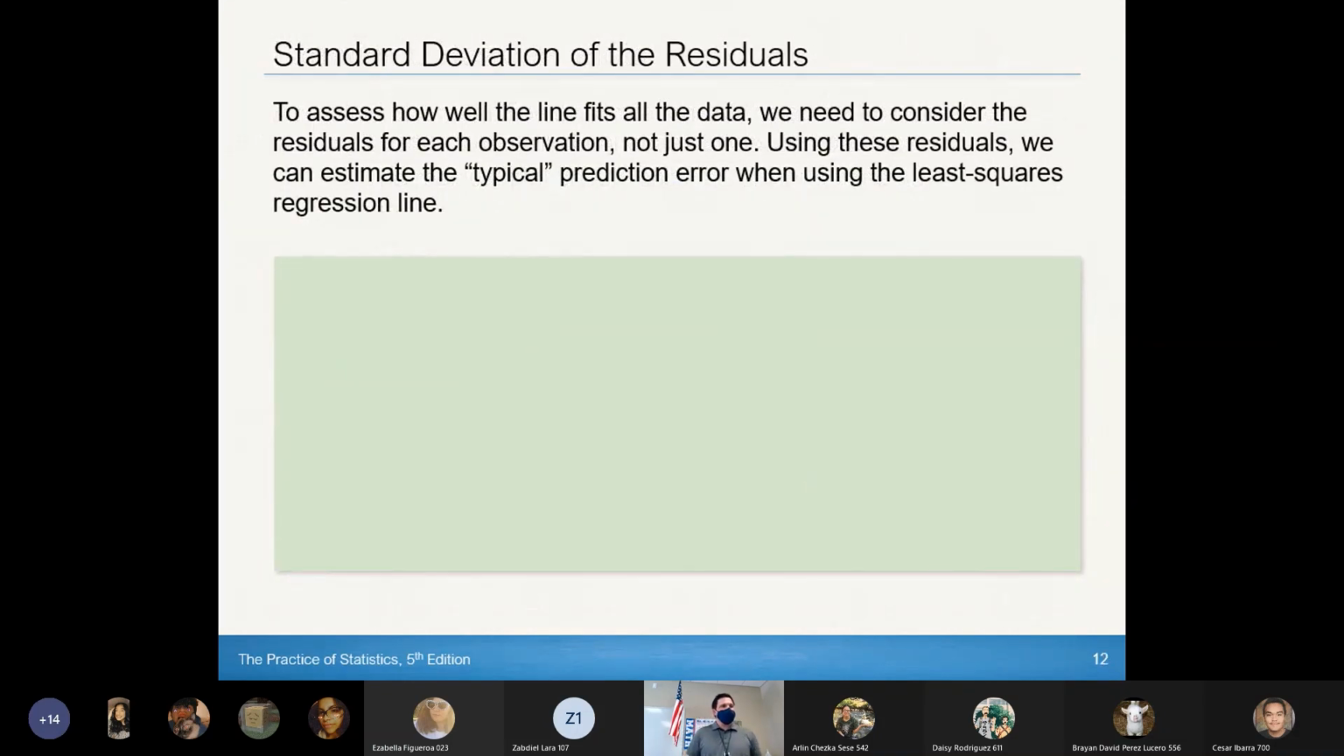To assess how well the line fits all the data, we need to consider the residuals for each observation, not just one. Using these residuals, we can estimate the typical prediction error when using the least squares regression line. Essentially, we're finding the standard deviation for the regression line. Just like we've done with single sets of data, we can find the standard deviation, which is the typical deviation from what we would expect. We're finding the typical deviation from what we would expect using the regression line.